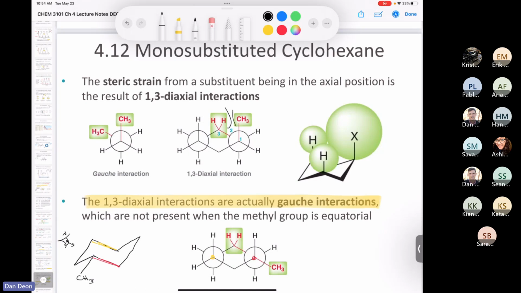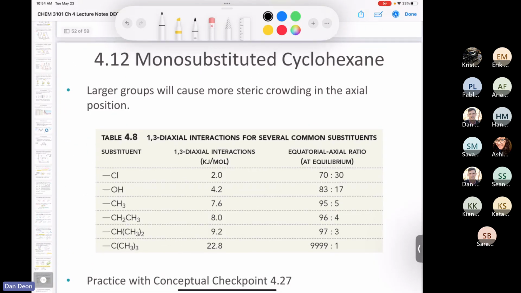All you need to know is if something is in the axial position, it's going to be less stable than something that's in an equatorial position. That's good enough for Mr. Dion. All right, monosubstituted cyclohexanes.